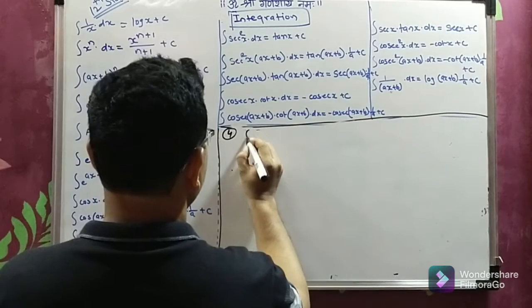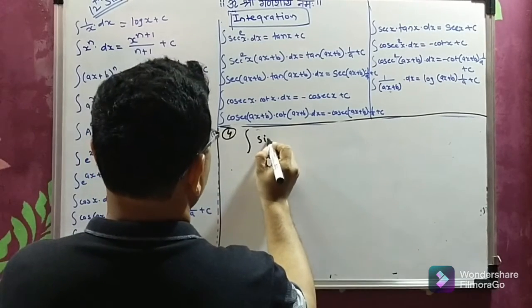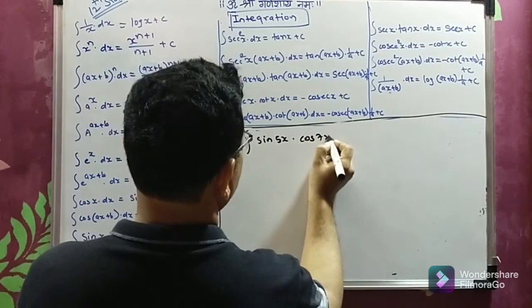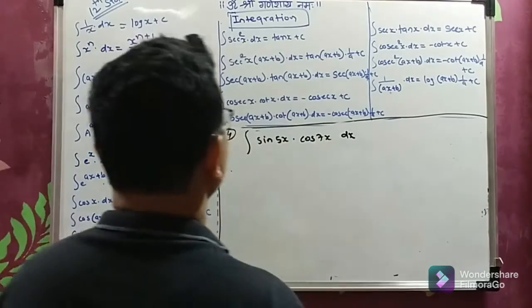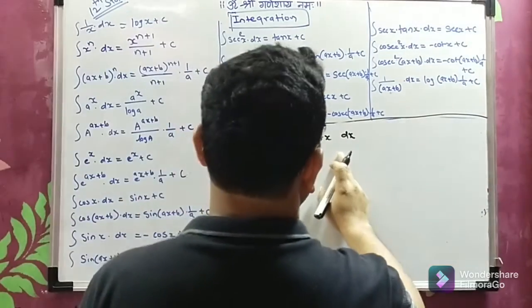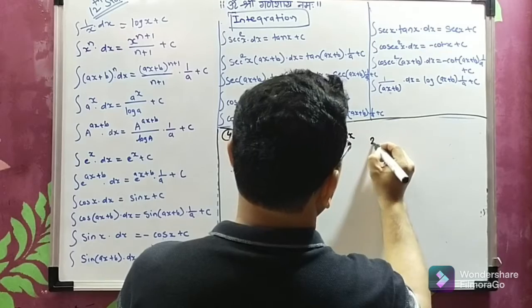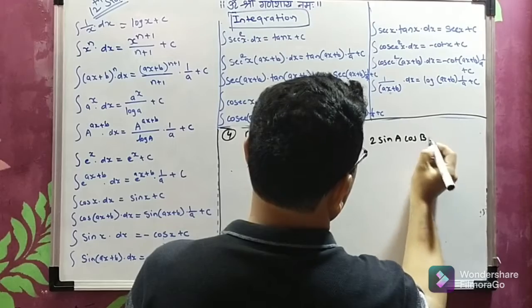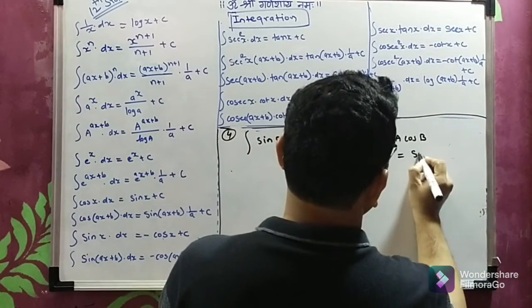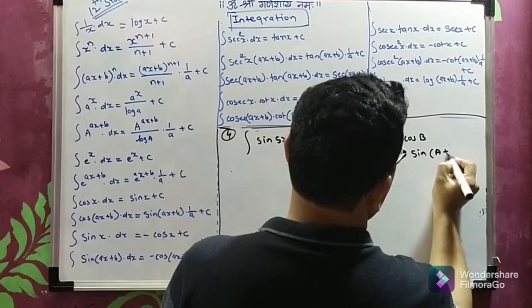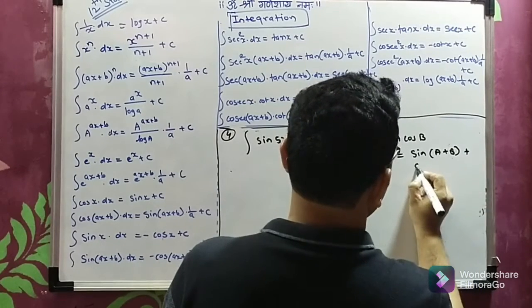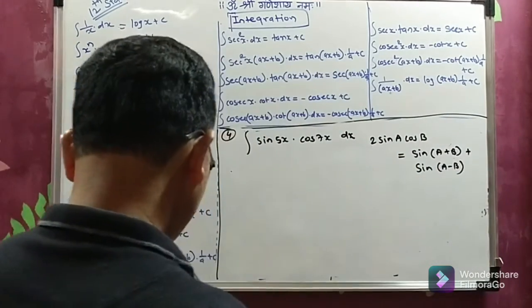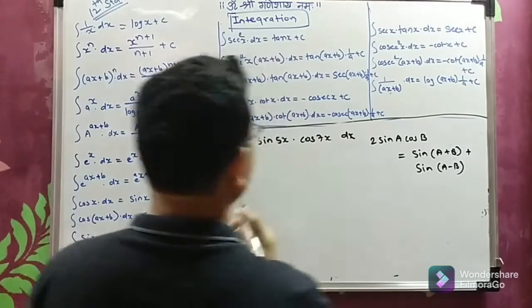Problem number 4, that is integration of sine 5x dot cos 7x dx. It is sine 5x and cos 7x. We will use here the formula 2 sine A cos B, which is nothing but sine A plus B plus sine A minus B. This is the formula we are going to use here.